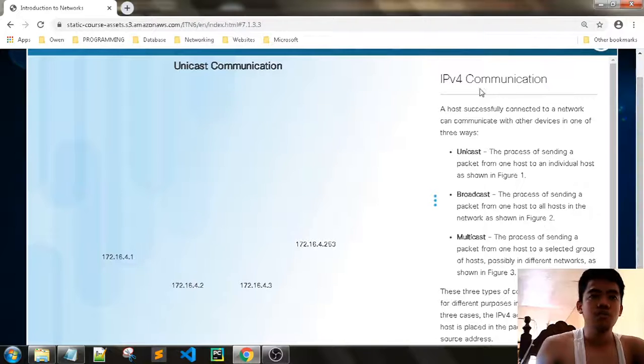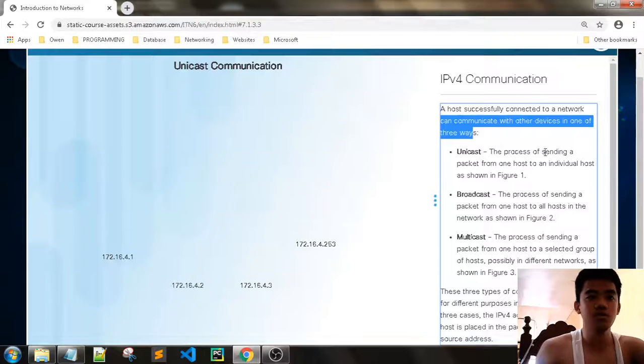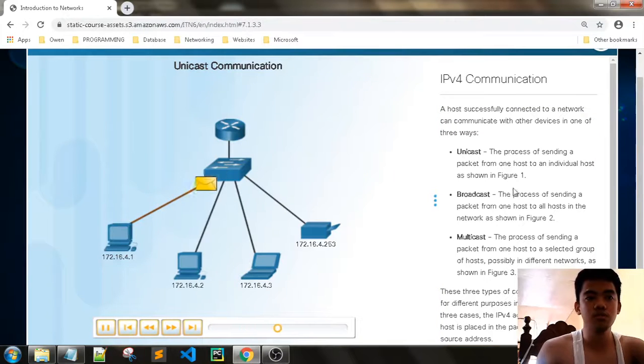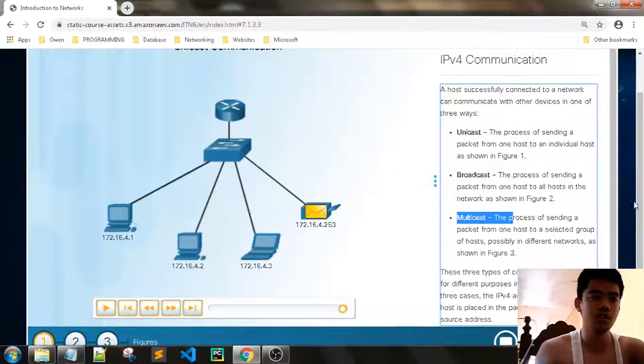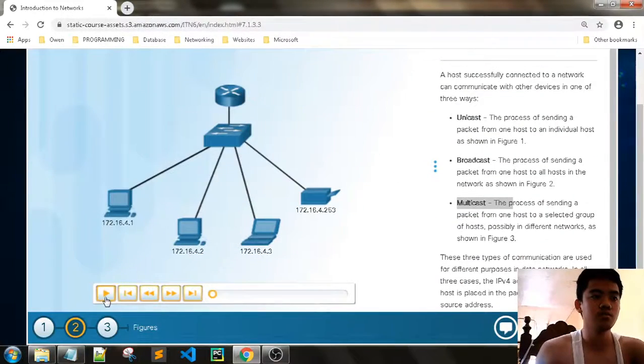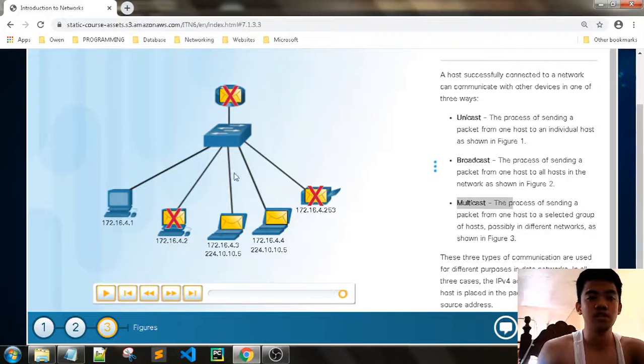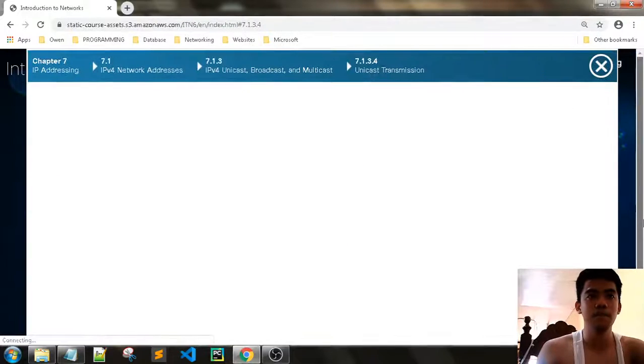In IPv4 communication, a device can communicate with other devices in three ways: unicast, broadcast, and multicast. Unicast is one-to-one communication. Broadcast is one-to-all, and multicast is one to a specific group in a network, so only some of the devices can receive the messages.